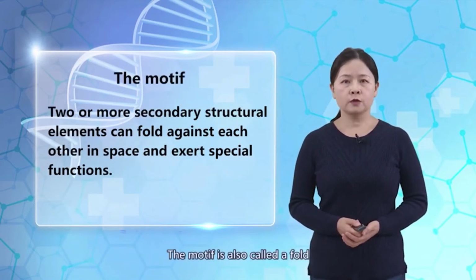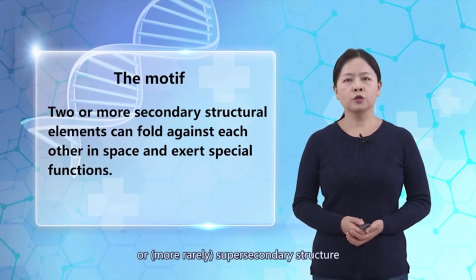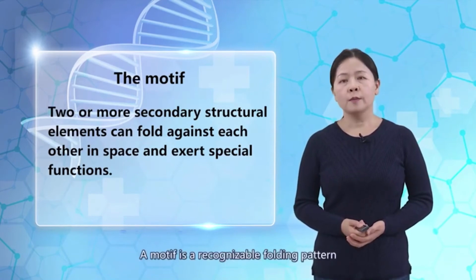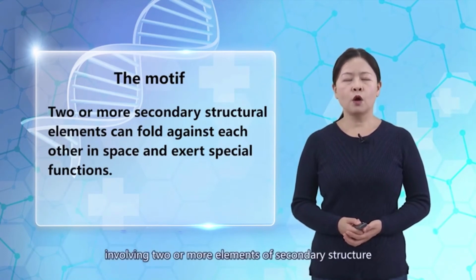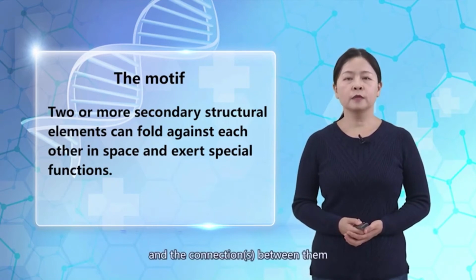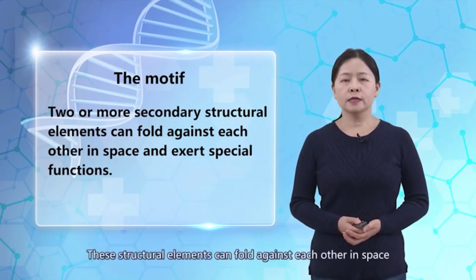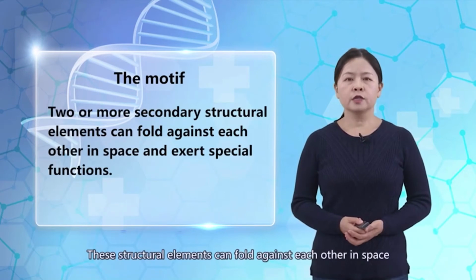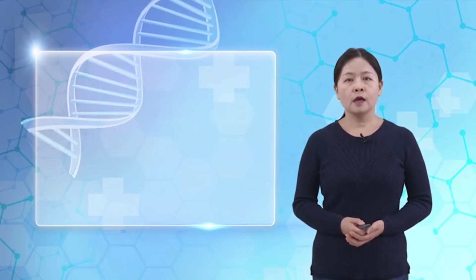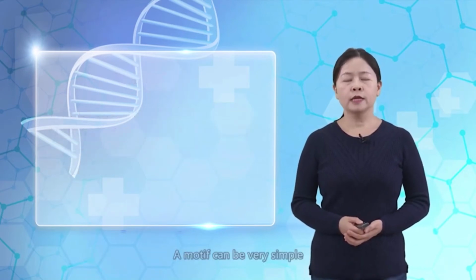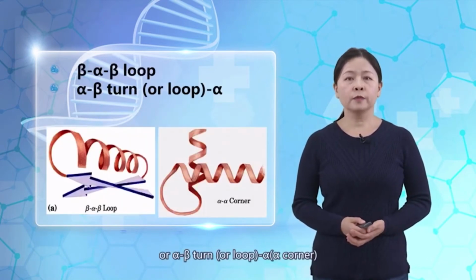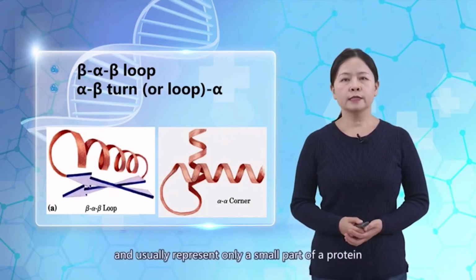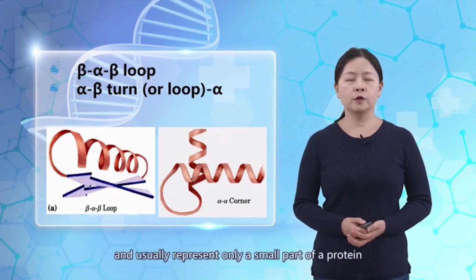The motif is also called a fold or supersecondary structure. A motif is a recognizable folding pattern involving 2 or more elements of secondary structure and the connection between them. These structure elements can fold against each other in space. A motif can be very simple, such as beta-alpha-beta loop or alpha-turn-alpha, and usually represents only a small part of a protein.